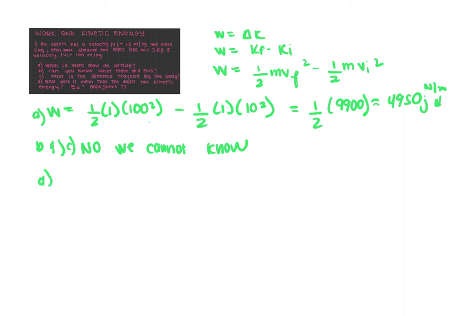And for part D, what does it mean that the object has kinetic energy? Basically, it just means that that energy can be used either way. It can move forward, it can move back, but this is positive kinetic energy. And basically that's it for this answer.